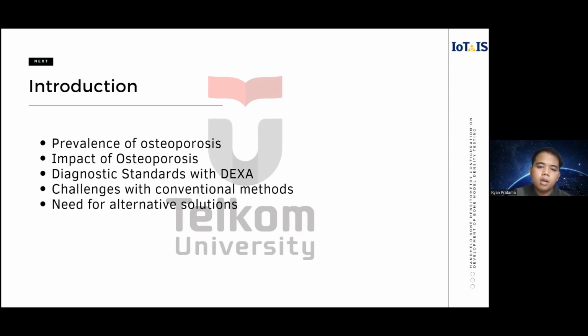Currently, the gold standard of diagnosis is using dual energy X-ray absorptiometry, better known as DEXA. While this method is highly accurate, there are several obstacles that we need to overcome. First of all, the cost of implementing DEXA is quite high, making it inaccessible to a large portion of the population. Also, the equipment used tends to be bulky and not easily transportable. And last but not least, there are concerns related to radiation or ionization exposure that may occur during the use of DEXA.